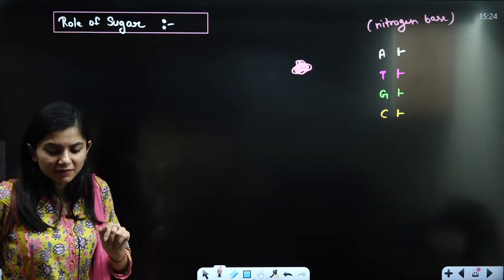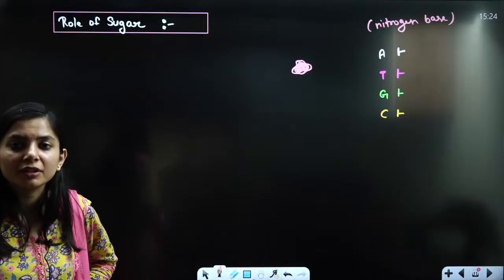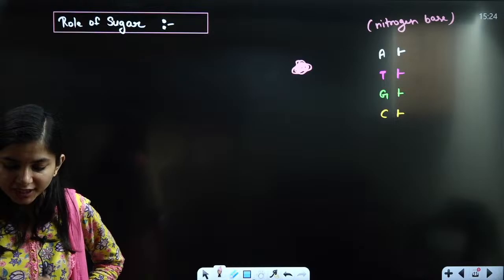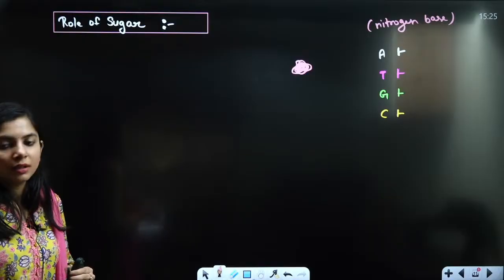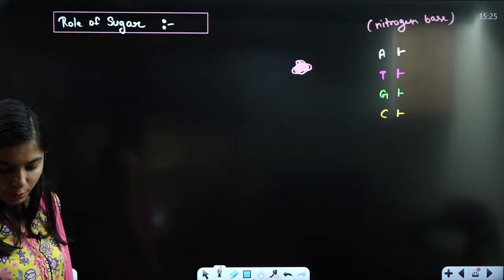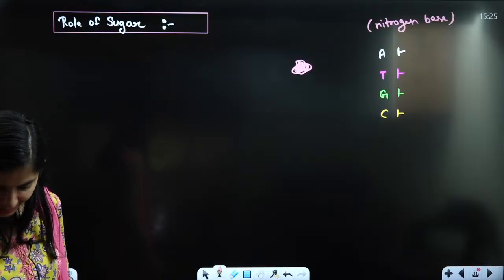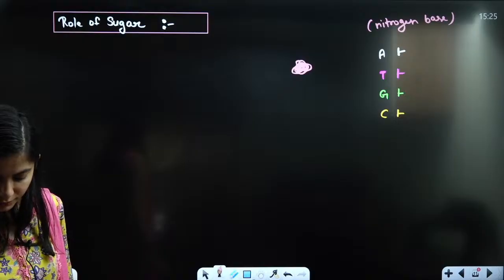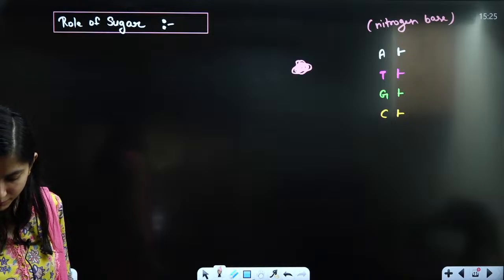Now you know this thing very well. Just tell me, A is going to create a bond with whom? And G is going to create a bond with whom? So answer me quickly. A is going to create a bond with whom? Okay, Swati is saying T. Okay, G with C. Very good.